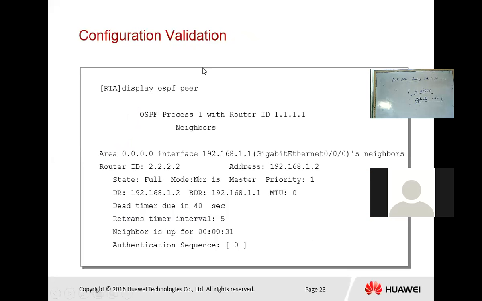Then is configuration value. Configuration value is always viewed with the help of the display command. So just type display space OSPF peer. That will tell you the complete peer, which peer you have used.